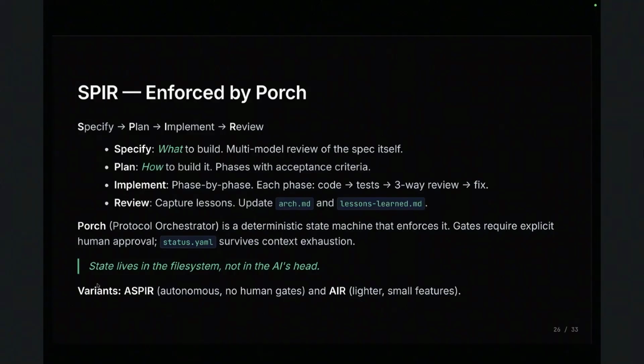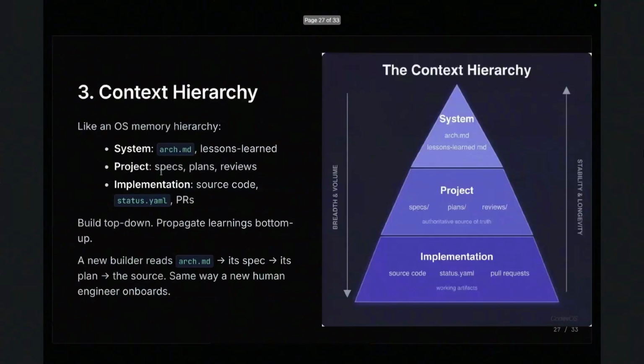And what we've shown also is 2 variants of this. ASPEAR, which is exactly the same as SPEAR, but there's no human stops at spec or plan. It's literally a JSON file that describes the different gates of each stage. So every protocol has a JSON file that describes what each state does.